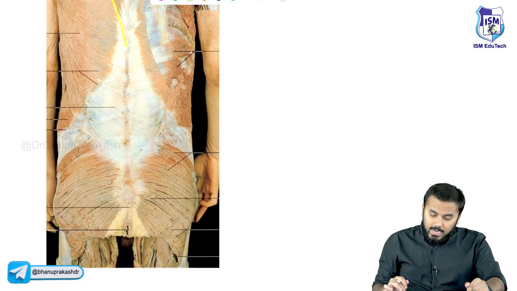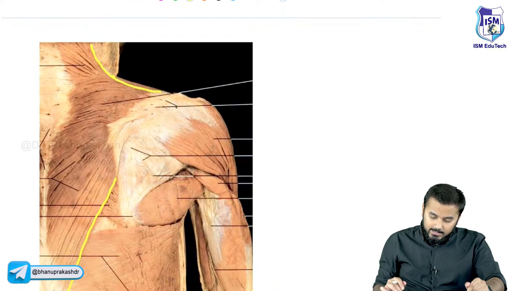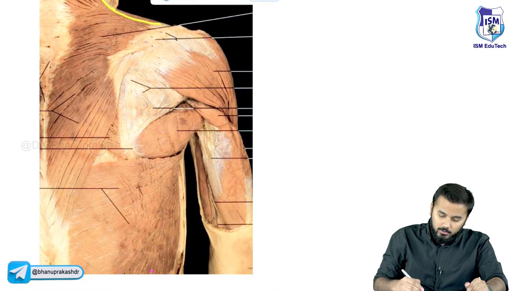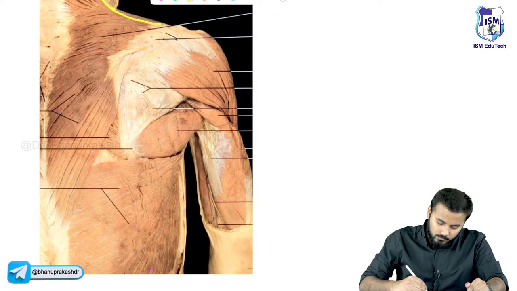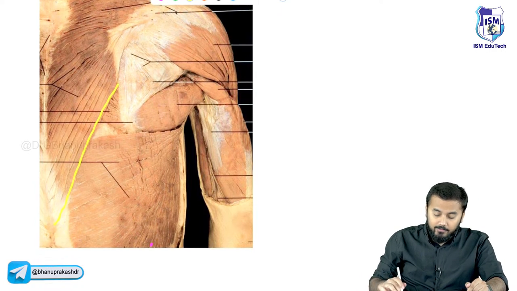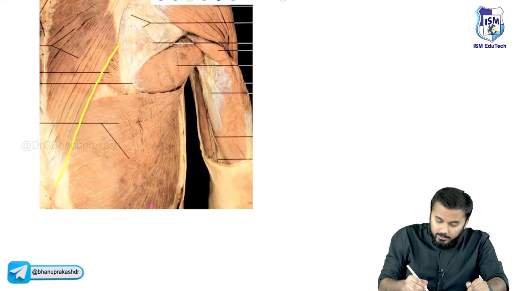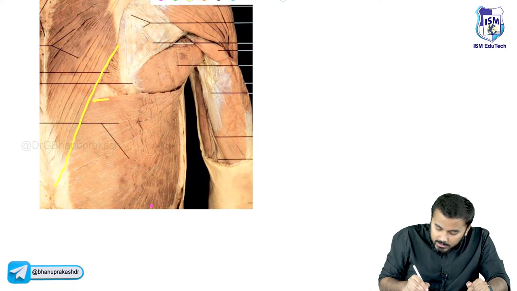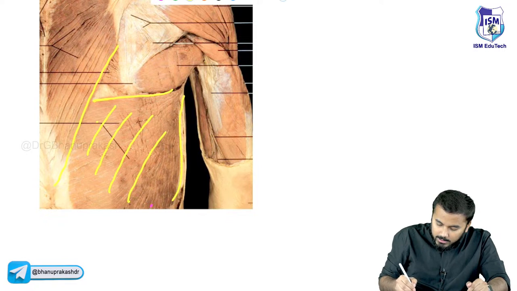After this, where is latissimus dorsi, sir? Latissimus dorsi is here. Now all of you look here. So this is the trapezius. And where is your latissimus dorsi? All of you look here. This muscle is your latissimus dorsi. You see, this entire muscle here is your latissimus dorsi.